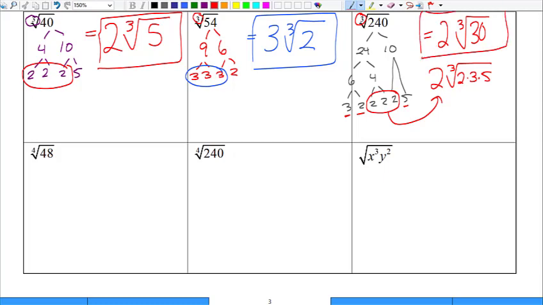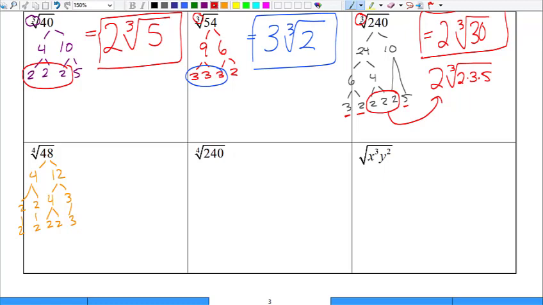Okay, so the next problem is a 4th root. So we just keep getting bigger here. One easy way to do that is 4 times 12. 4 times 3, 2 times 2. Again, I like to keep all of them on the same level. So even though the 2 and the 2 and the 3 didn't break down, I brought them down so that they're the same.